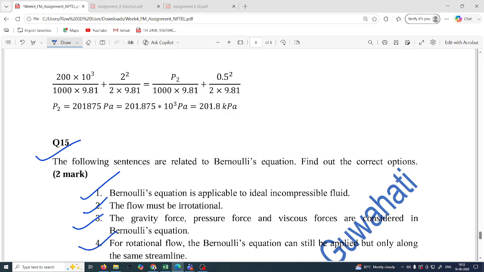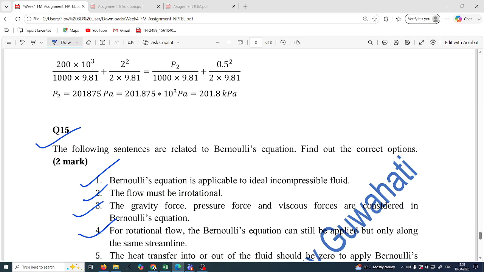Option 4, the rotational flow. The Bernoulli equation can still be applied, but only along the same streamline. So you have 4 options. Please just try to understand and try to write your answer. Which options is here? I think you have the multiple choice question. Maybe 1, 2, 3 is correct.